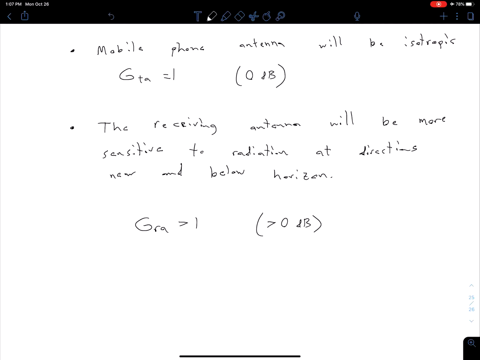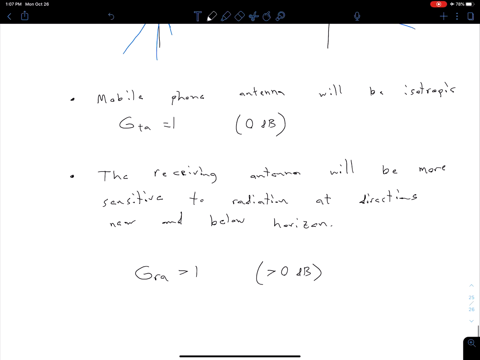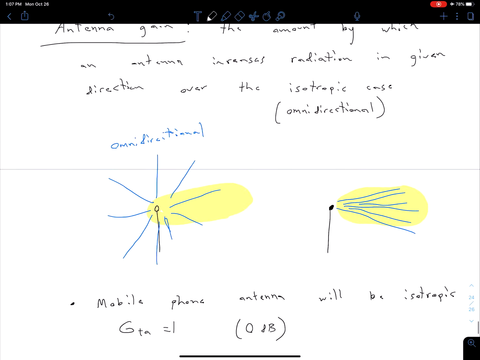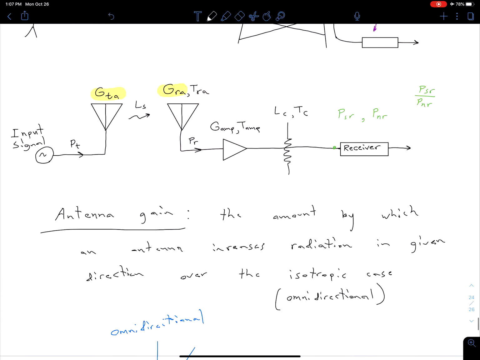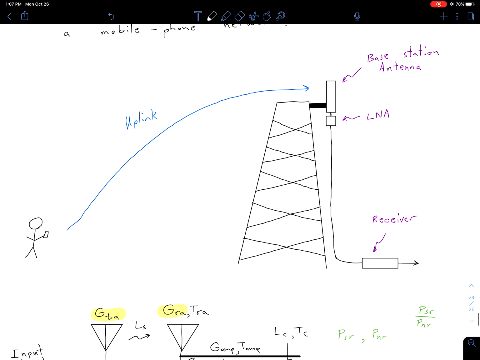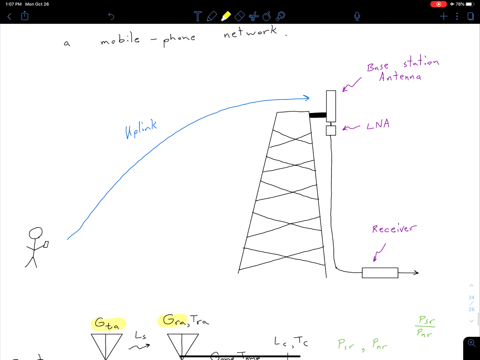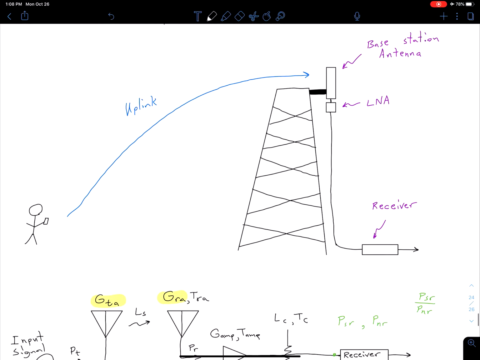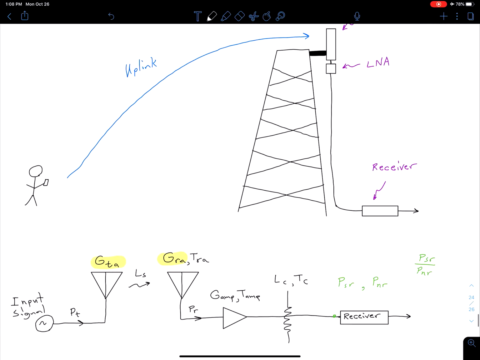Okay, so a couple other things about the system. We talked a little bit about our cabling, our LC and our TC, which represent loss and noise respectively of that coaxial cable. I didn't mention that it's coaxial, but typically this cable here will be a coaxial cable. We'll talk about that a little more in later classes. But for now, we'll just worry about the loss and effective input temperature, LC and TC.